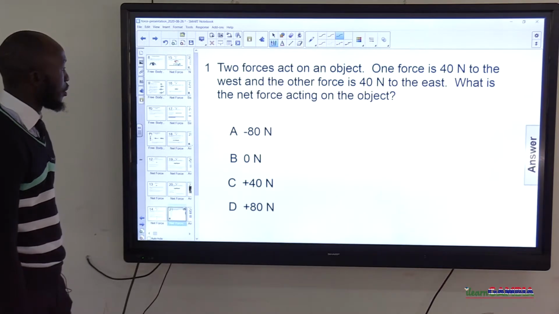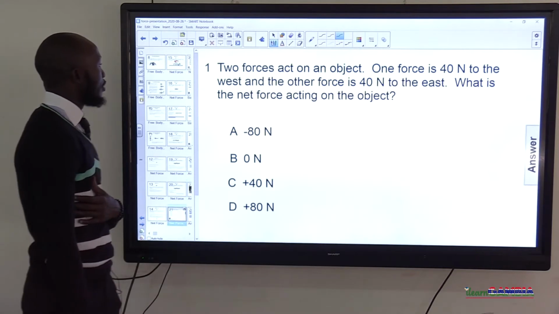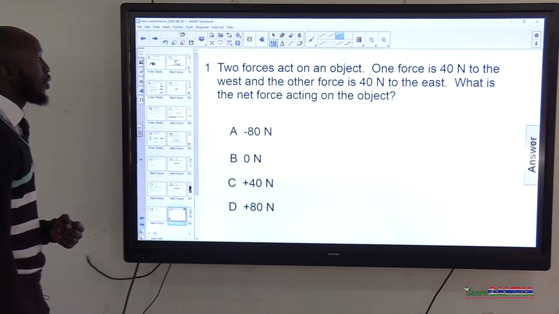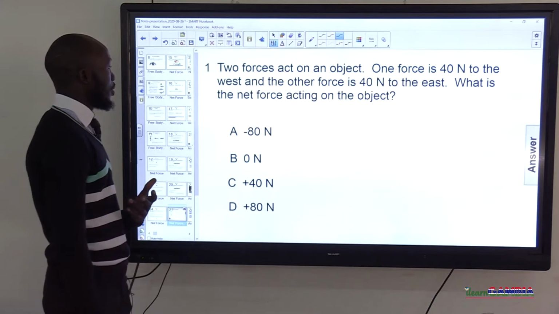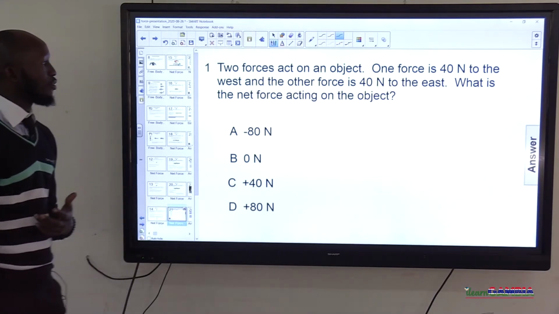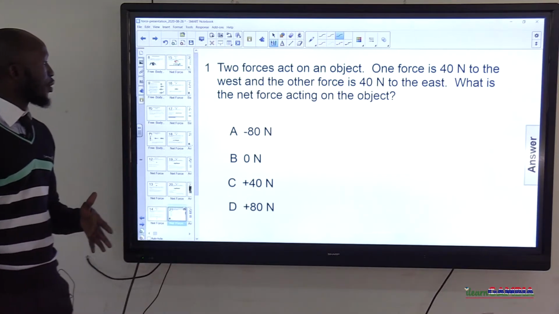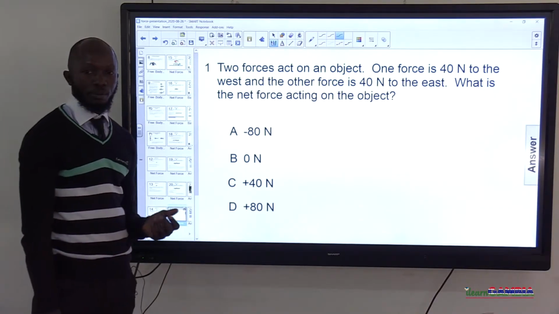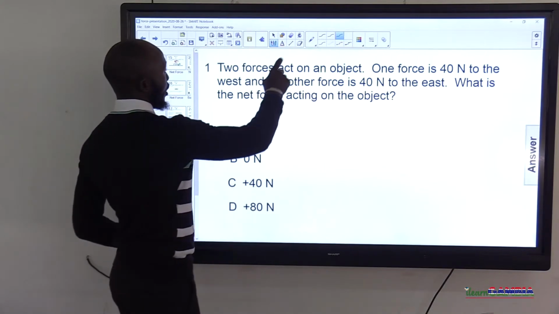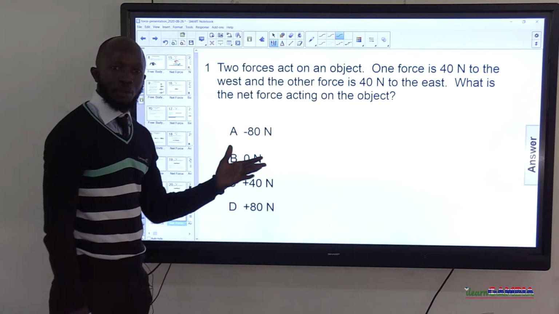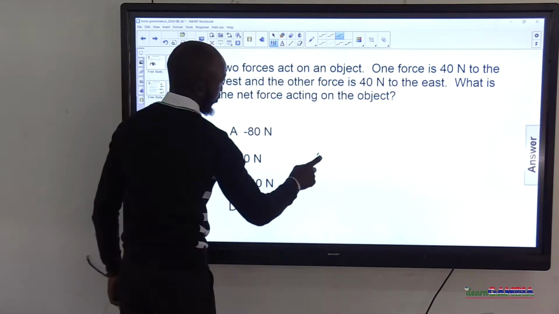Okay. So we will take our first example. It says two forces act on an object. One force is 40 Newtons to the west, and the other force is 40 Newtons to the east. What is the net force acting on the object? So, like I said, first, always the free body diagram. Without the free body diagram, you will not be able to know what to do.